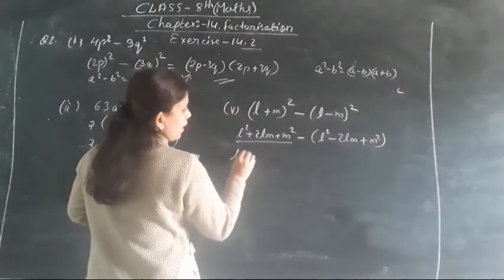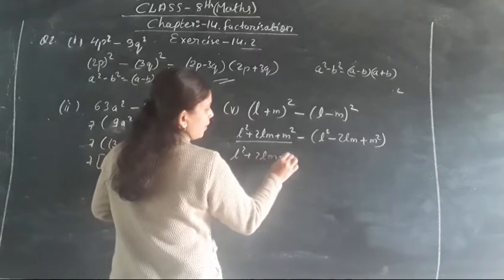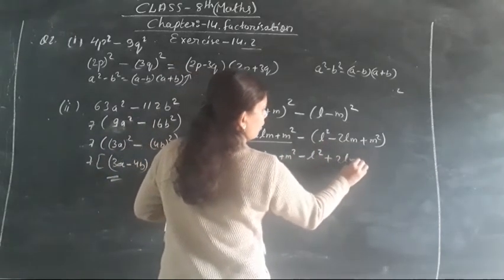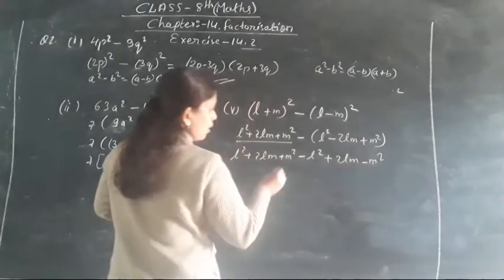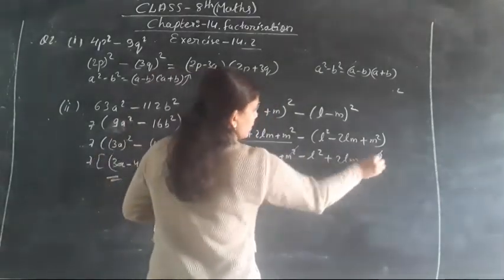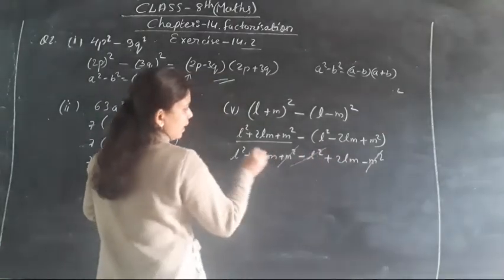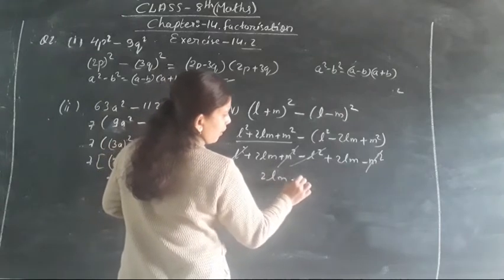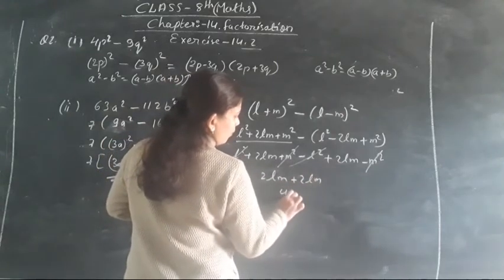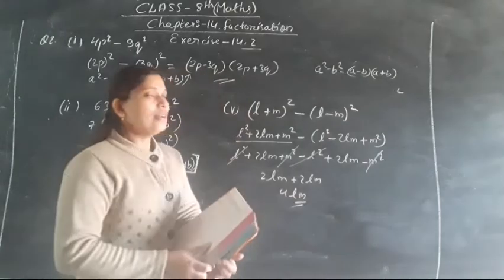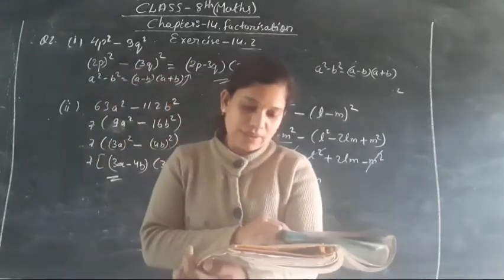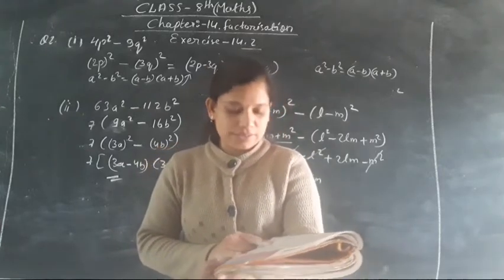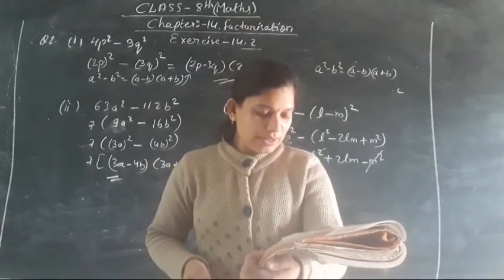Now open the bracket. l square plus 2lm plus m square minus l square, minus minus plus 2lm, minus m square will be like this. So plus m square minus m square will get cancelled. Plus l square minus l square will get cancelled. What is the number left out? 2lm plus 2lm. So it will become 4lm, which is the answer. Clear to everyone? So in this way you have to solve the question. Rest other it is very easy. You can solve it, isn't it?